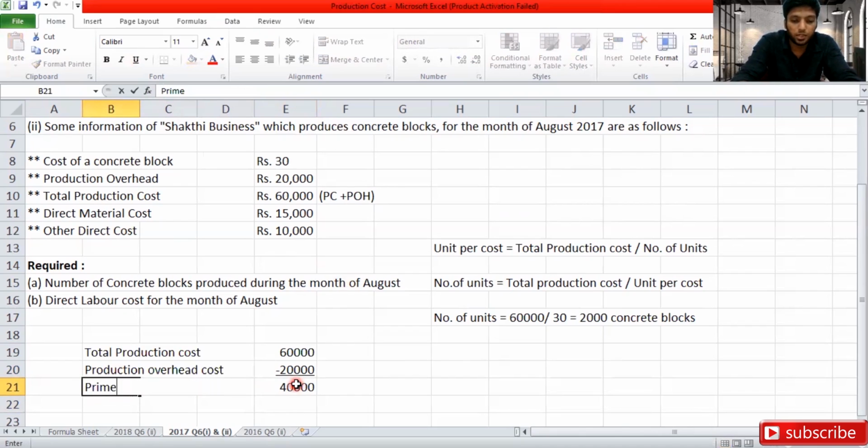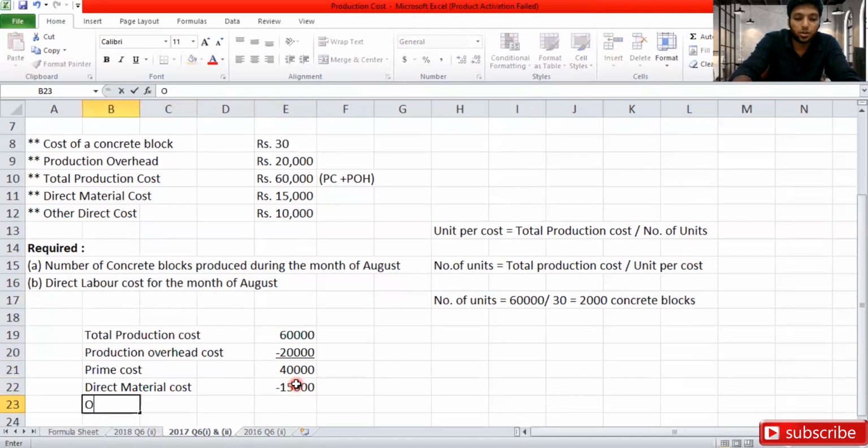Now we need to find the direct labor. How do I find the direct labor? It's very easy. You need to understand one thing. If I get prime cost, I need to remove from it to actually get the direct labor. There are three things in a prime cost: direct material, direct labor, and other direct cost. So if I remove direct material and other direct cost, I can get direct labor. So I'll remove direct material cost. How much direct material cost? 15,000. Always put it in brackets when you do this calculation.